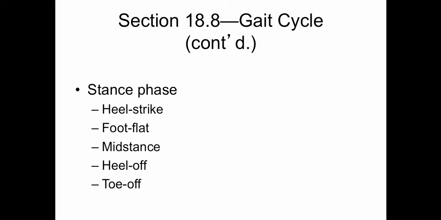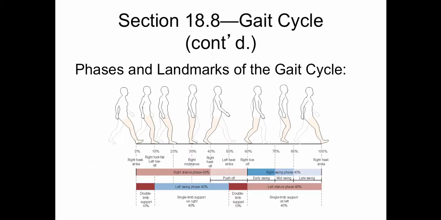Toe off is defined as the moment that the person's toes push off and leave the ground. Toe off is the landmark that ends the stance phase and begins the swing phase. Swing phase is divided into 3 equal sections and accounts for 40% of the gait cycle. The stance phase is defined as when the foot is on the ground and accounts for 60% of the gait cycle for each foot. The swing phase is defined as when the foot is swinging in the air.